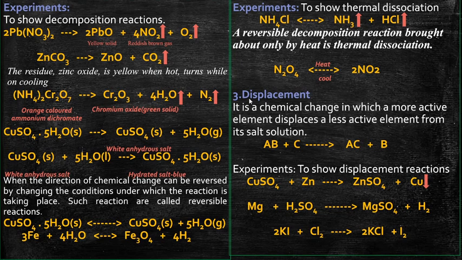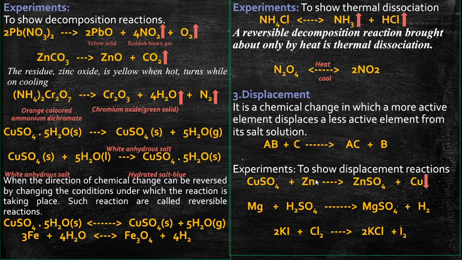Okay. Now, the third type of reaction is displacement. What is a displacement reaction? It is a chemical change in which a more active element displaces a less active element from its salt solution. Which means a highly reactive element displaces the less reactive element from its salt solution. So AB plus C gives AC plus B. Here the element C displaces B from the compound AB to form AC, and B comes out separately. So this kind of reaction is called a displacement reaction.